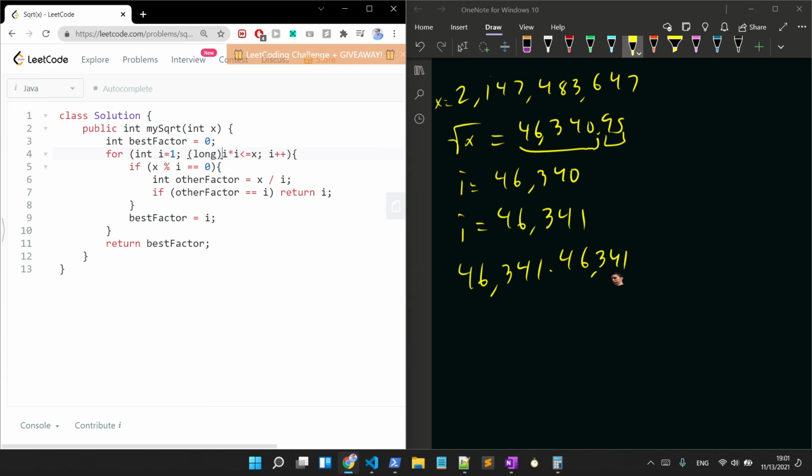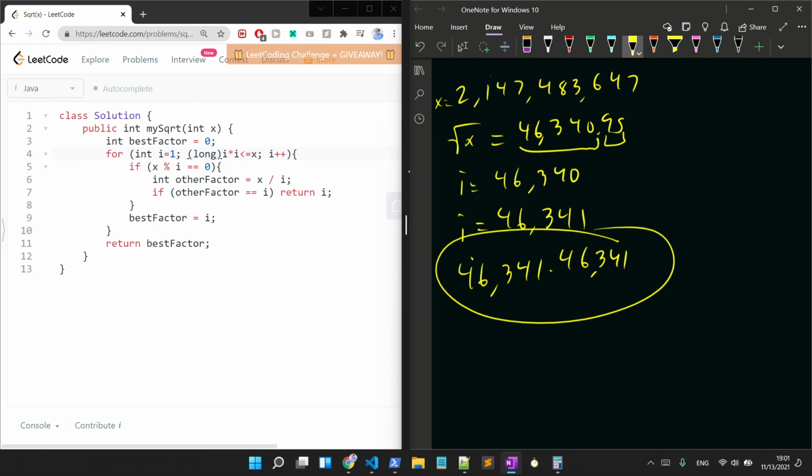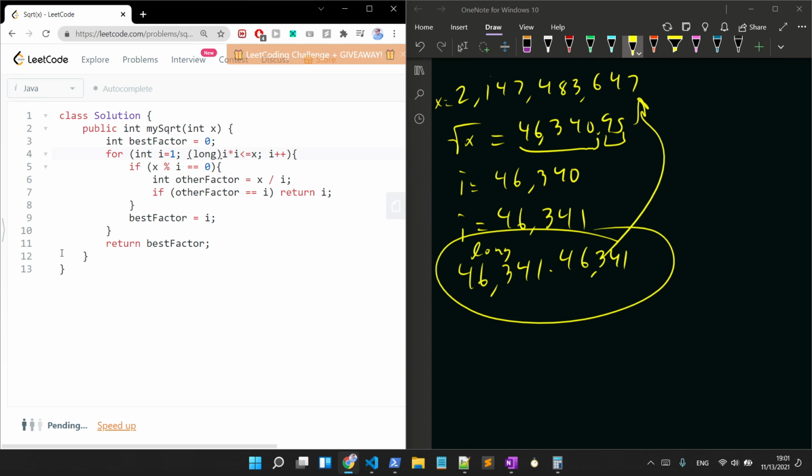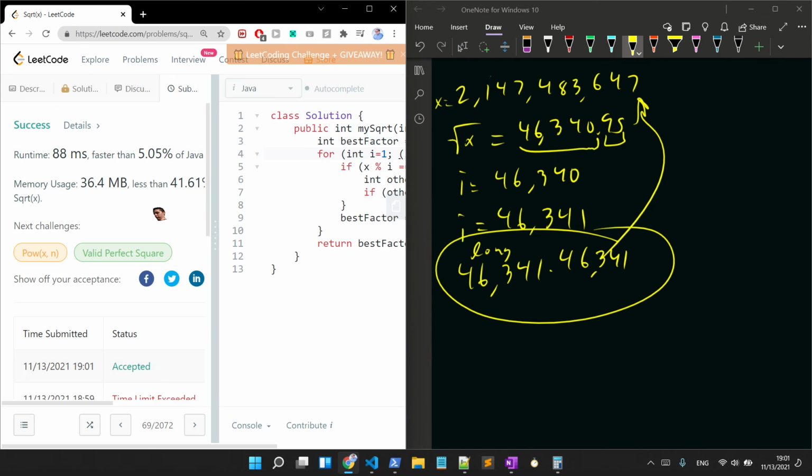So now i is still an integer, completely normal and fine. But when you're doing this check here, it treats this as a long, which means it won't overflow, which means we'll be able to validly compare it to x. So that should solve the problem of the integer overflow. Now this should pass. Yeah, there you go.